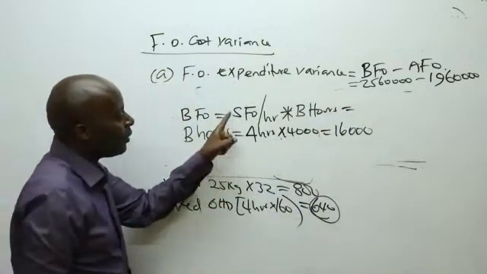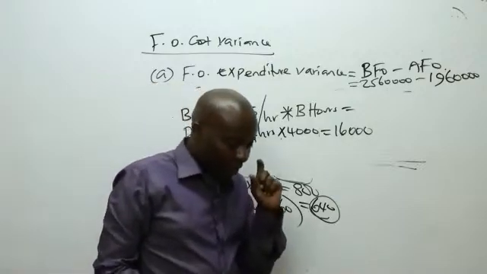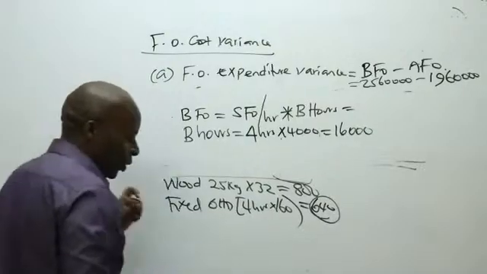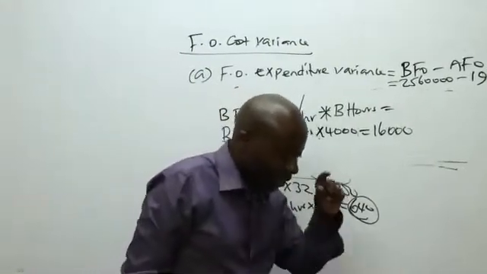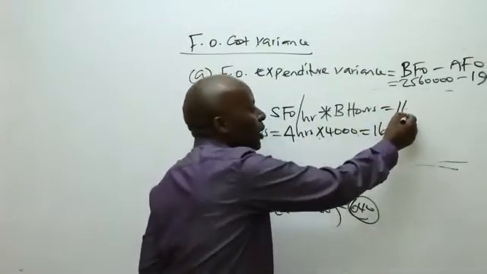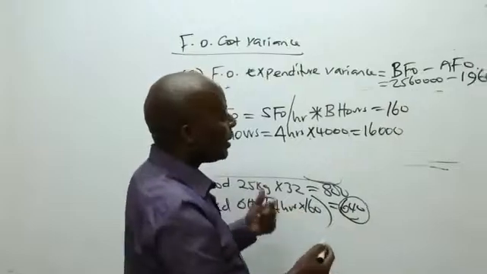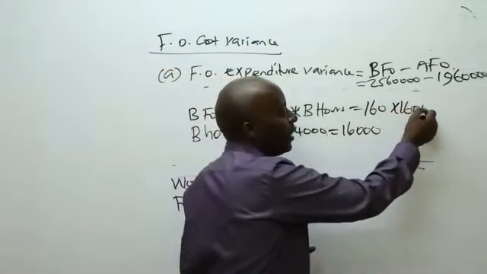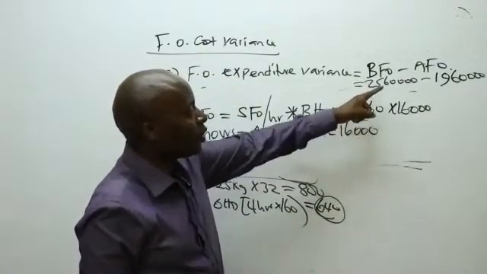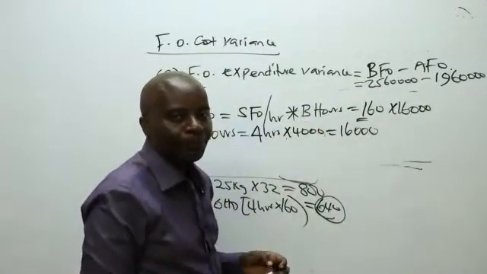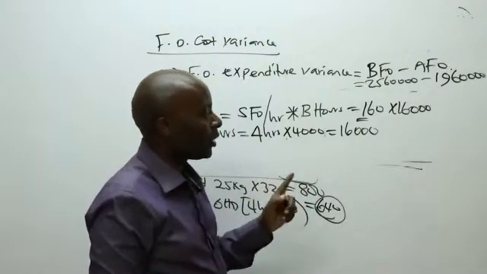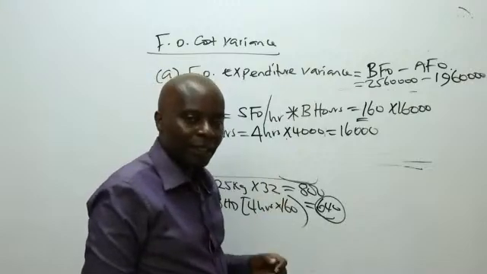Then once I have that, I need the standard fixed overheads per hour. When you go to your fixed overheads in the card, you can see the standard fixed overheads per hour: 160. 160 times the budgeted hours, 16,000. If you do it that way, you'll be able to get that 60,000. I'm 100% sure of that.